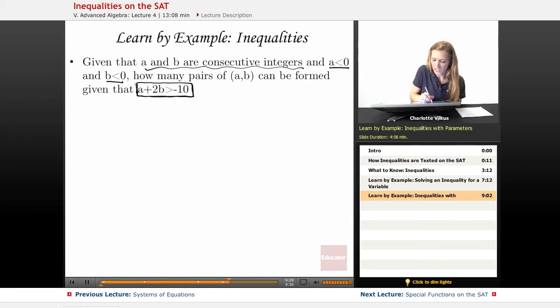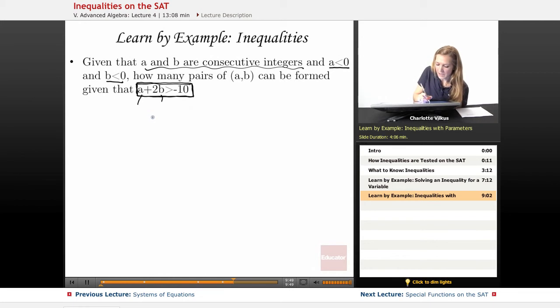So here our parameters are definitely important, because if I didn't have some sort of parameters on this equation, I could make an infinite number of A's and B's that are going to be greater than negative 10. But here I know that A and B are negative, and that they're consecutive integers.